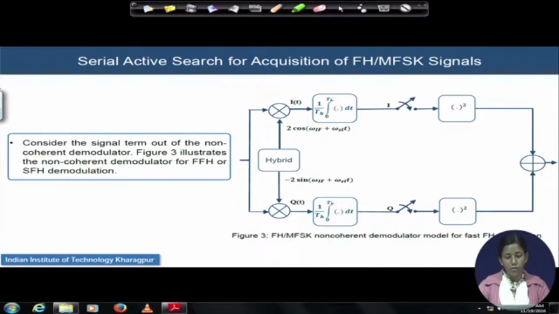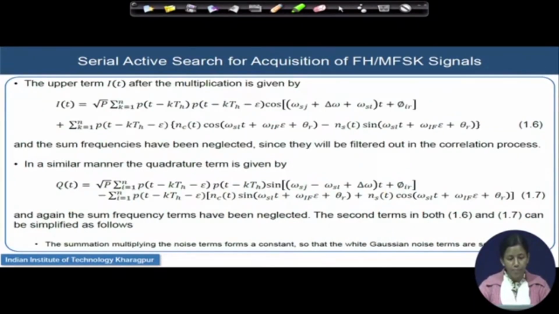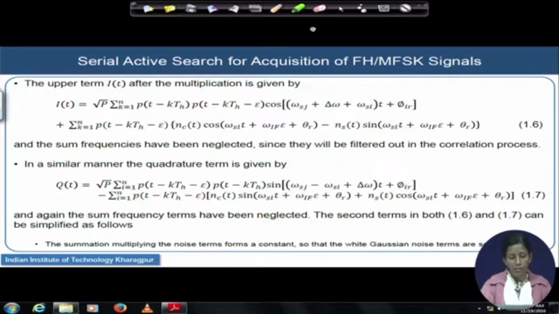He separately operates over the in-phase as well as the Q-phase part of the incoming signal, and does the integration, sampling, and square law envelope detection. It is basically because it is a non-coherent detector going on, and we will see the mathematical output of this detector. Let us first consider the upper term. The upper term is the in-phase path coming inside the detector.